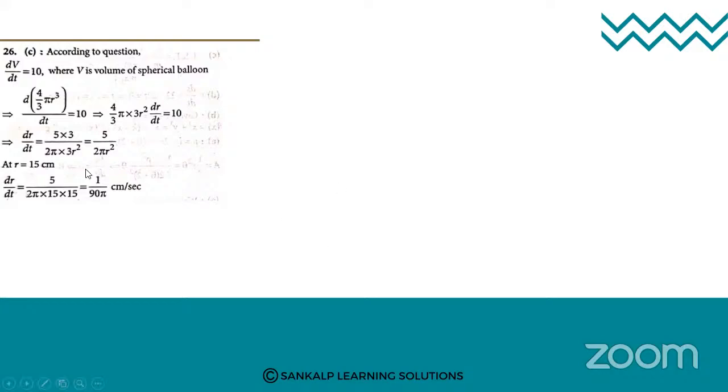On simplifying, what do we get? 1 upon 90 pi centimeter per second will be the rate of change of radius with respect to time. So option C will be the right answer. Again, this question is from rate measure. Here you need to know the volume. If you know the volume of the sphere, the example is easy.